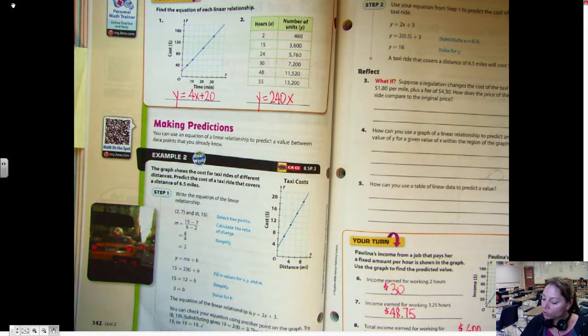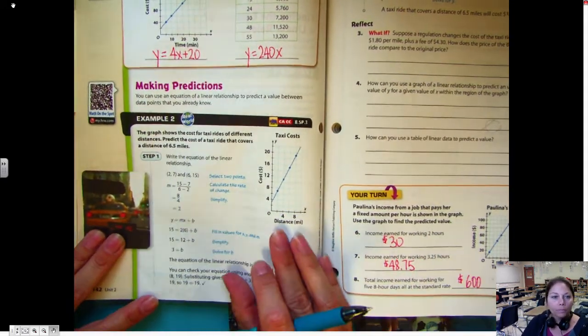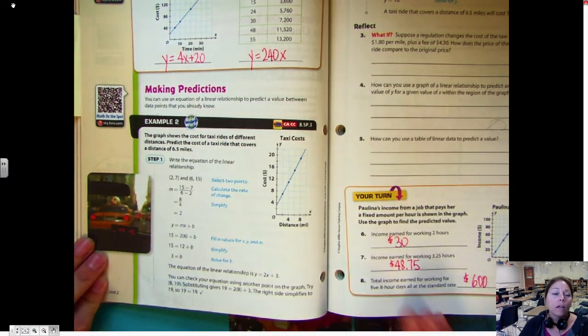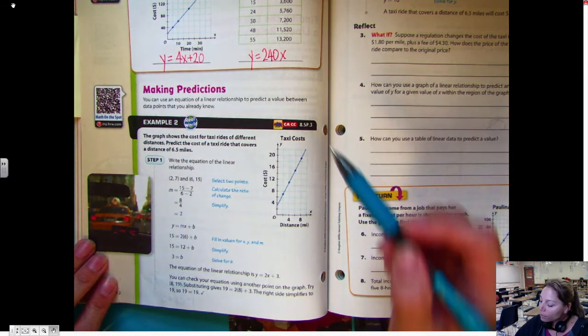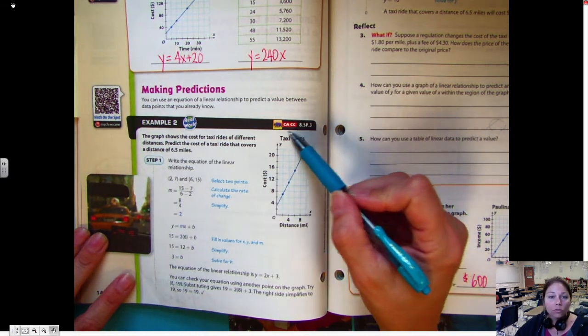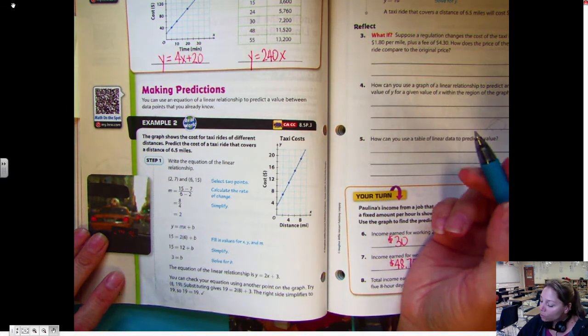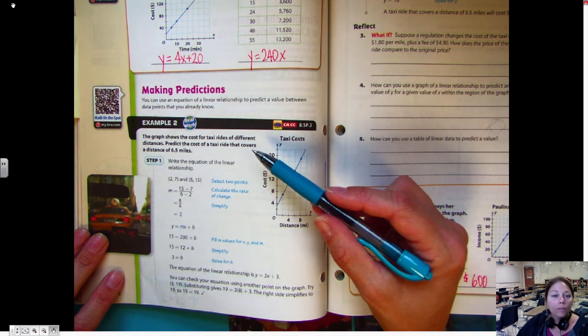And what we're going to do here is take a look at a little bit more of a complicated problem. This one says the graph shows the cost for taxi rides of different distances. Predict the cost of a taxi ride that covers a distance of 6.5 miles. And so what they've given us is this graph to look at to try to figure out that information.